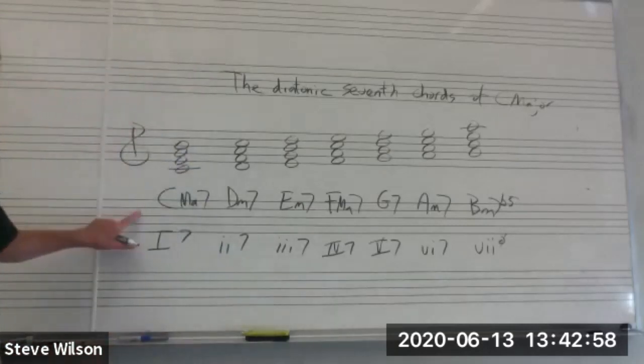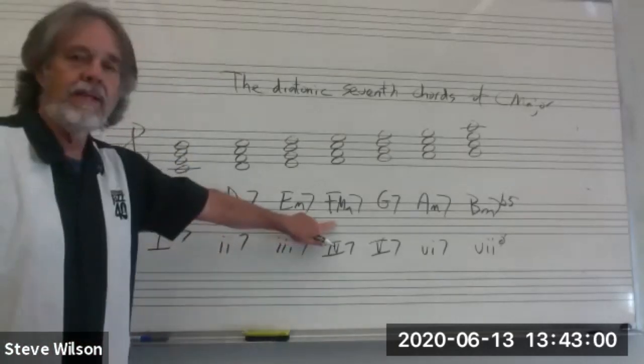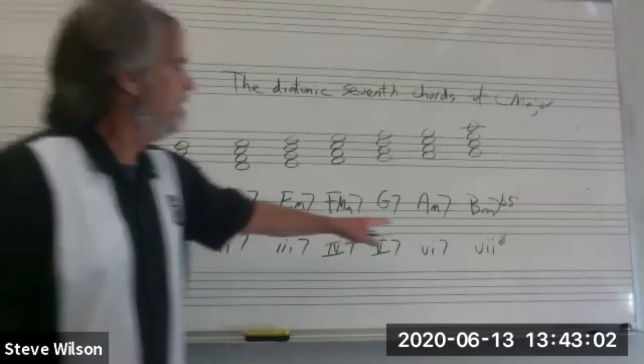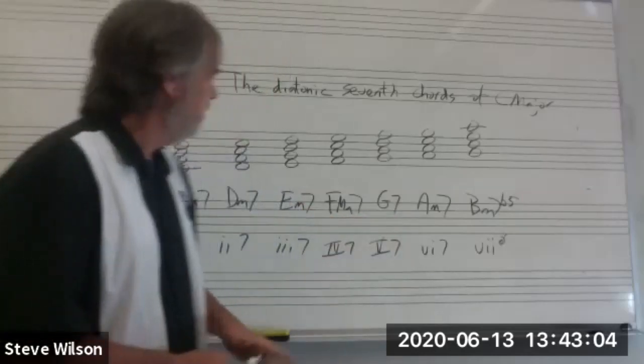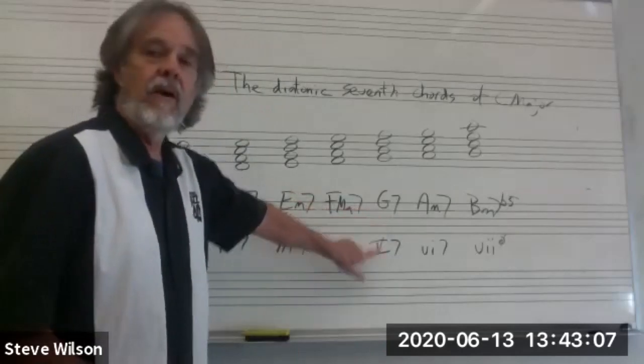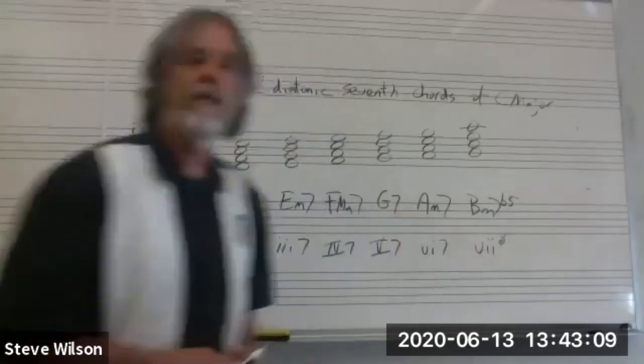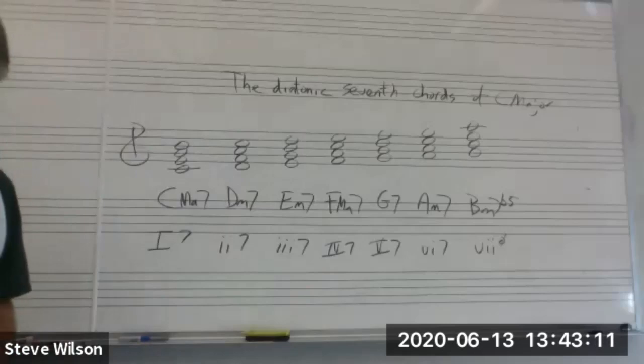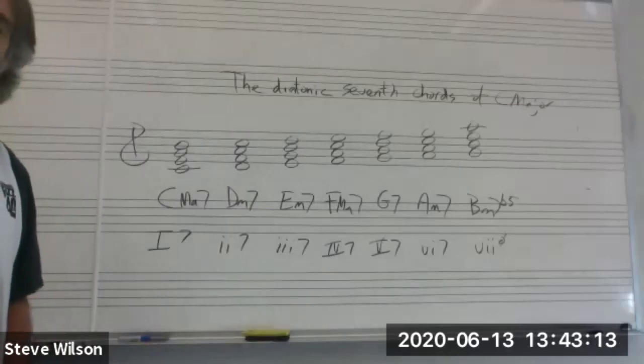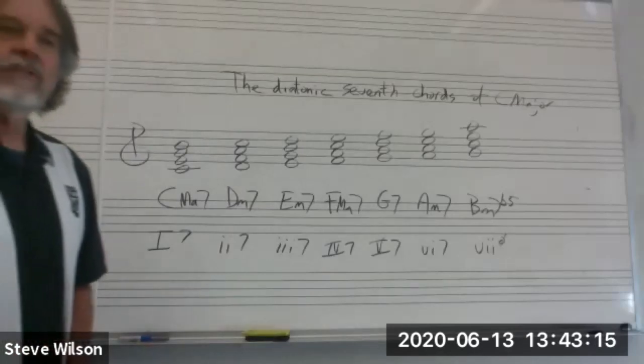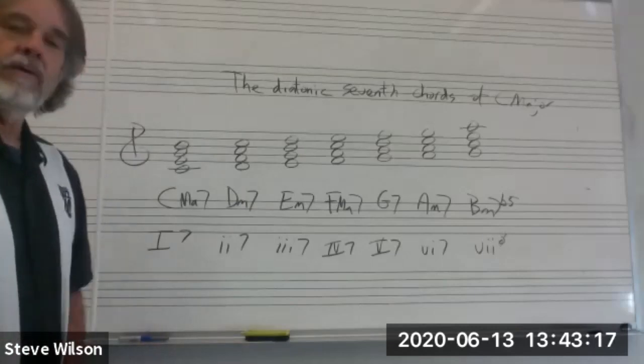So once again, the 1 chord and the 4 chord are major sevenths. 2, 3, and 6 are minor sevenths. Dominant seventh on 5, and the 7 is a half diminished. Take a look at those for a moment. I'm going to erase this and look at a few chord progressions just to finish out our study.